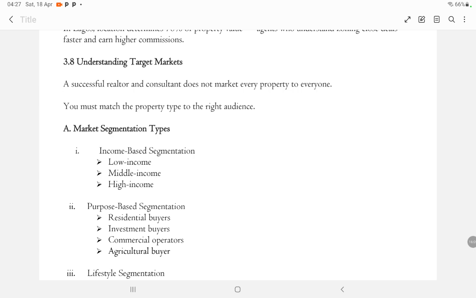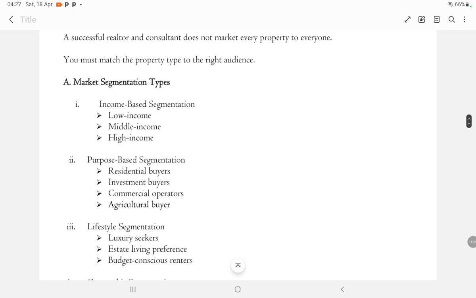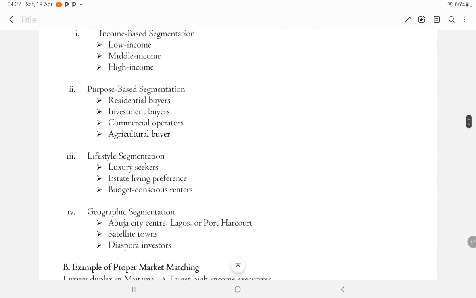Understanding market segmentation. A. Income-based segmentation. We have the low income end, the middle income, and the high income. When we talk about segmentation, we have income-based, where some people are earning high, some middle income, some low income. Even the new tax law bases it on those who receive from 0 to 800,000 annually. That's how they segmented the tax.